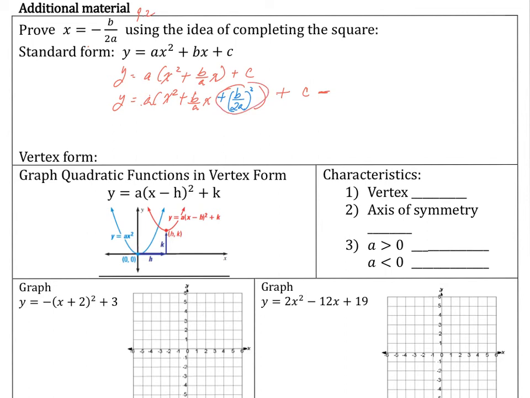So we're given a times b over 2a squared. Now I'm going to put brackets around this. Now I could write this perfect square trinomial as x plus b over 2a squared plus c minus all of this. And now I can call this a constant k.